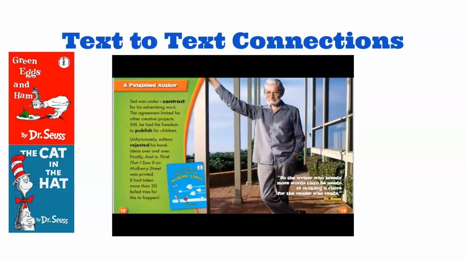A published author. Ted was under contract for his advertising work. The agreement limited his other creative projects. Still, he had the freedom to publish for children. Unfortunately, editors rejected his book ideas over and over. Finally, And to Think That I Saw It on Mulberry Street was printed. It had taken more than 20 failed tries for this to happen.